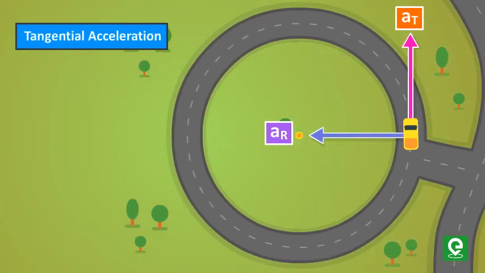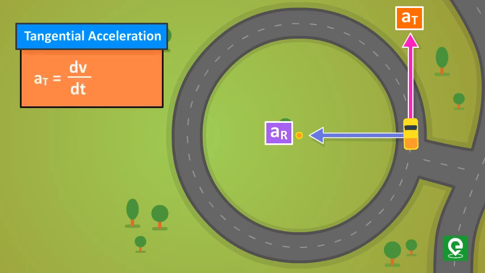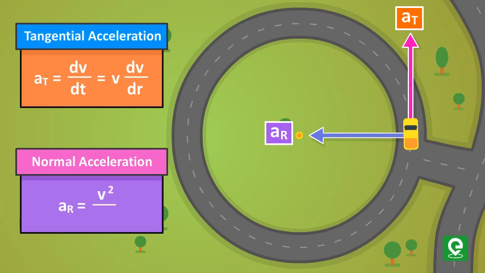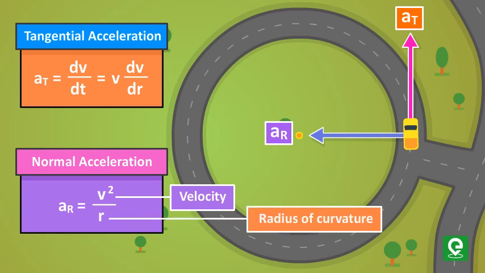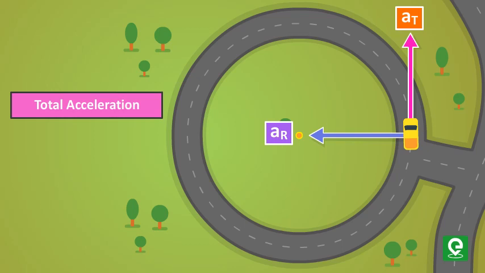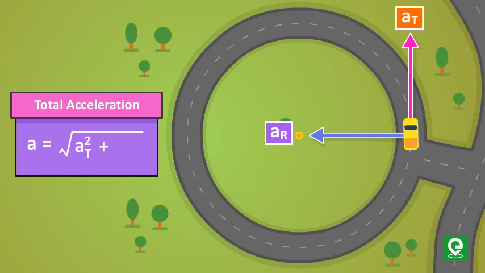Tangential acceleration AT is defined by the relation AT equal to dV by dt, which can also be modified as AT equal to V into dV by dr. And normal acceleration AR is defined by the relation AR equal to V square by r, where V is the velocity and r is the radius of curvature at the point. Since both these accelerations are perpendicular to each other, we can find the total acceleration of a particle by using the formula A equal to square root of AT square plus AR square.